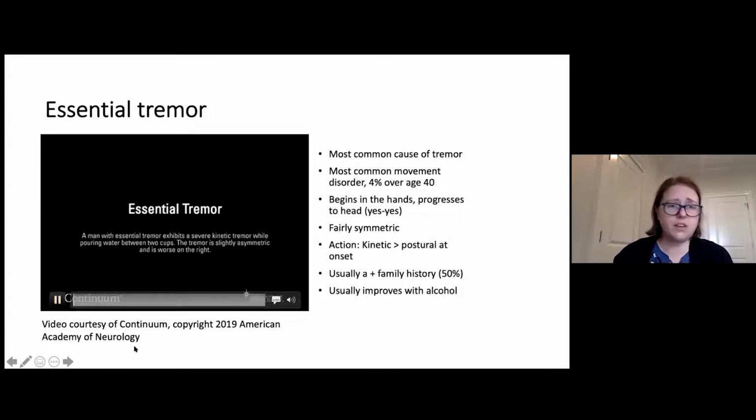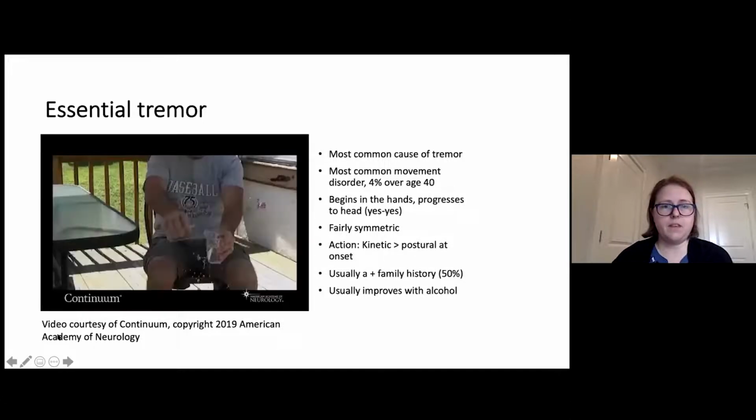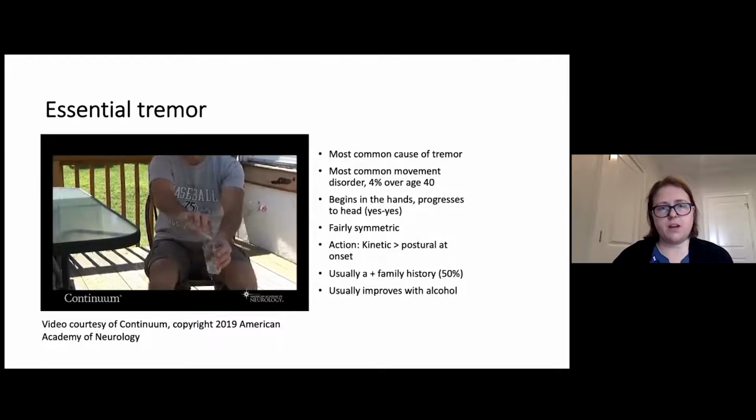I'm going to show you a video here of a patient with essential tremor similar to the one that I described. So you can see he clearly has a postural and action tremor, and his is fairly severe. He's not able to keep water in the cup, just like we heard about with our patient. And so this is a helpful test that you can do in the office.